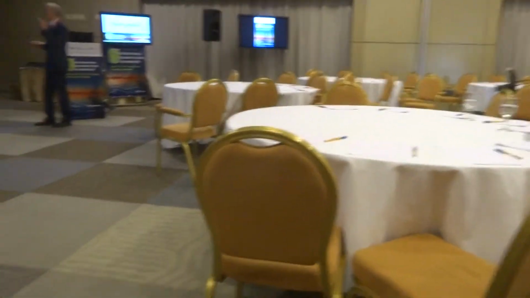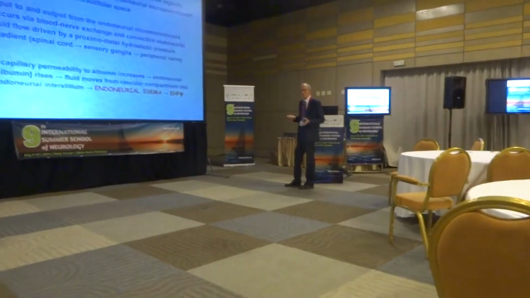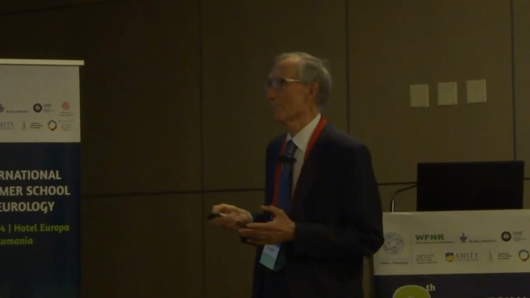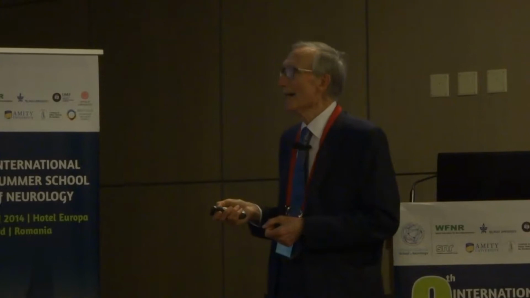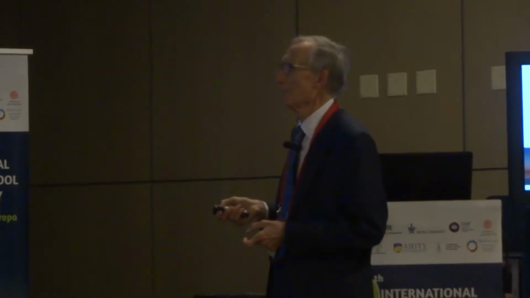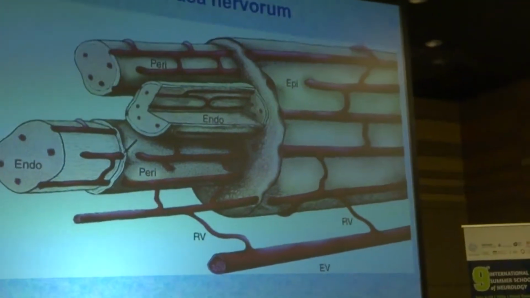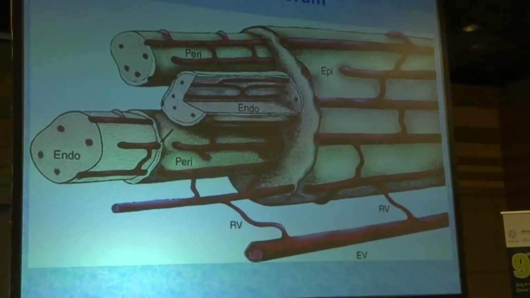Now, what can happen if you have a condition of stress or injury or inflammation? These microvessels may become compromised and become more permeable to albumin. If this happens, albumin flows out of the vessels with fluid, and you end up with swelling and edema. This drawing shows it better, with the endoneurium with its microcirculation and the outer perineurium.